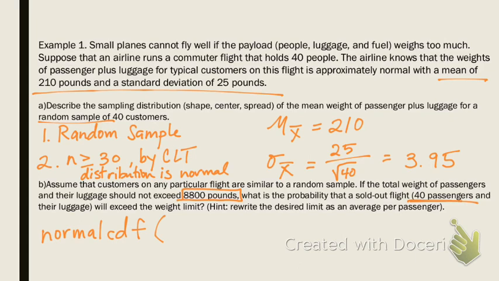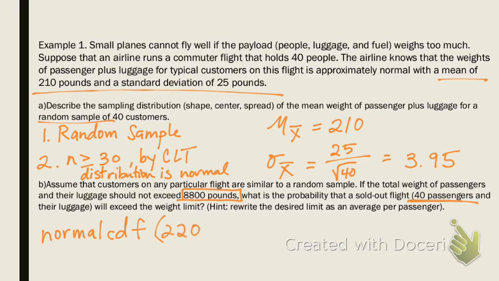So I need to take, what needs to be your min? No, it doesn't. It's saying what probability that the sold out flight will exceed. Oh, so it's your min. So that's your 8,800 min. Oh, so that's the total, but I'm trying to find per passenger. So what would that be divided by 40?